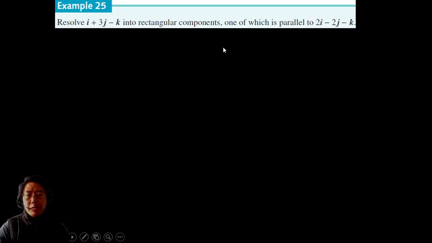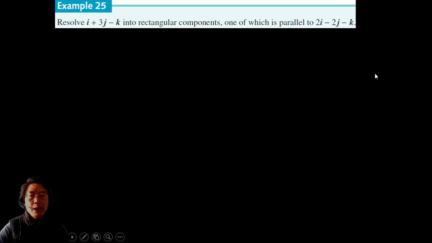Example 25. This time it's a little bit more work. You need to resolve that vector into rectangular components, one of which is parallel to that vector. So I'll let you pause the video, have an attempt at this. All right, back to this.